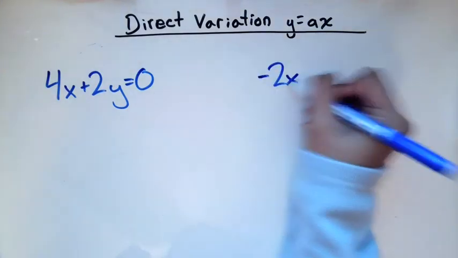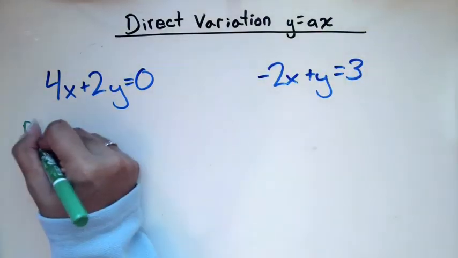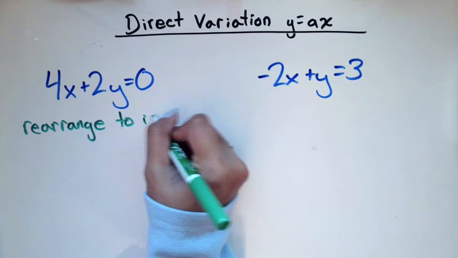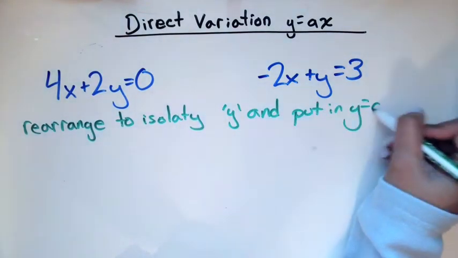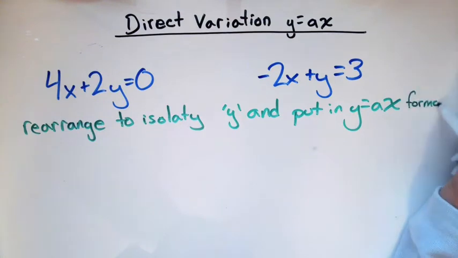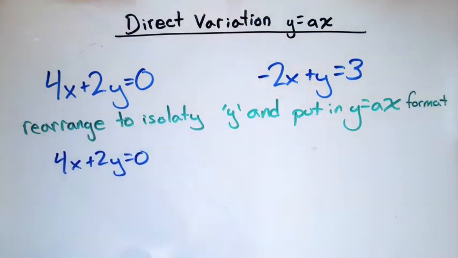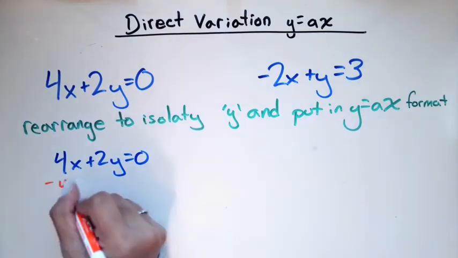So let's start with 4x plus 2y equals 0 and negative 2x plus y equals 3. As you can see, they're not in the direct variation format. They're not in the y equals ax. All right, guys, ignore my spelling error, which you probably didn't notice until I mentioned it. It's not isolate-y, it's isolate, all right? So isolate y. How are we going to isolate y?